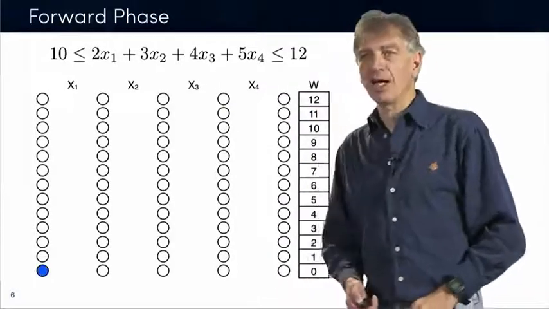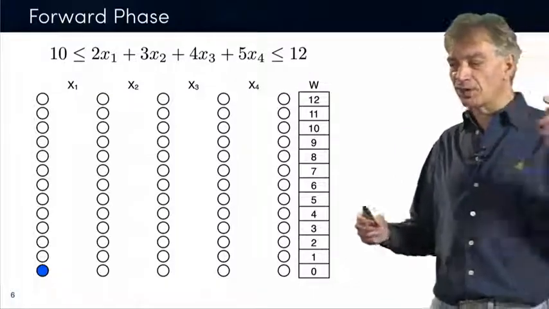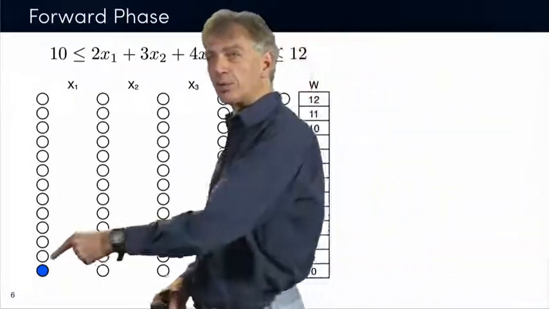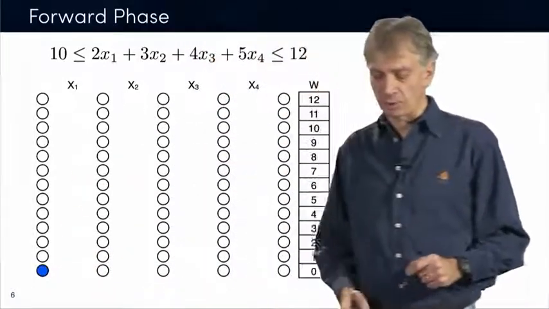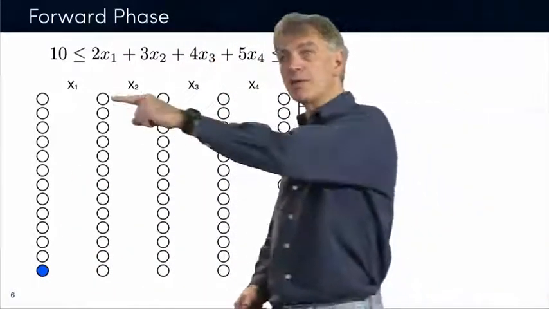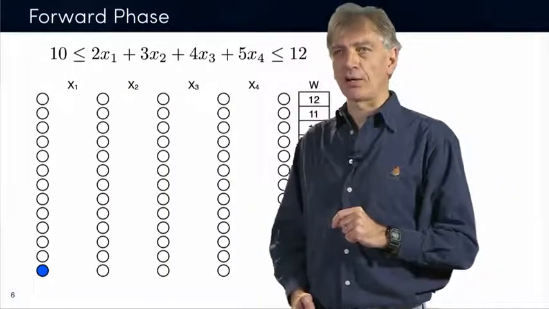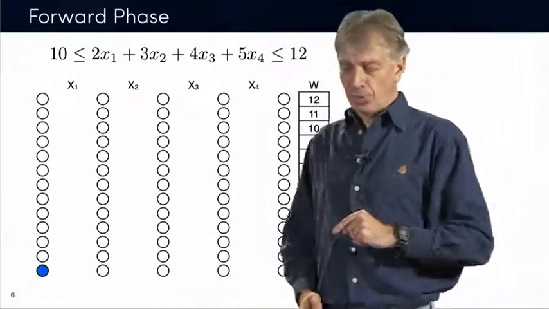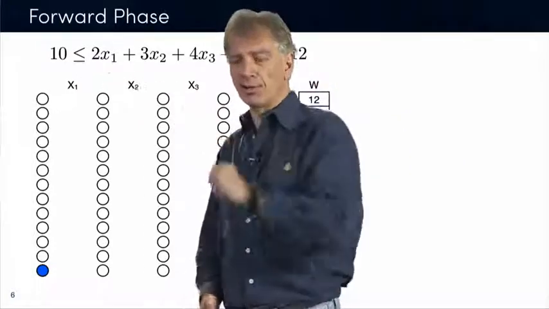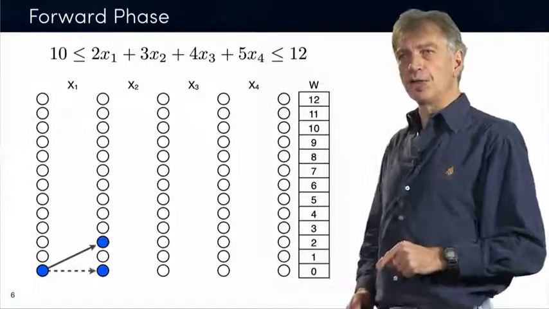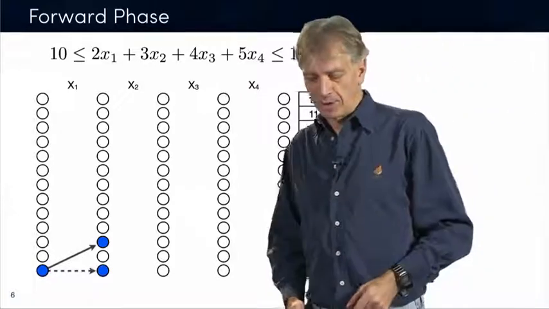Okay, so when we start, of course, if we don't use x1 or x2 or x3 or x4, the only value that we can get is 0. So we start from 0. That's the only value that we have at the beginning. Then we look at x1, and of course we can decide to take x1, or not to take x1. If we take x1, the value of its weight is 2, so we can reach 2, and if we don't take x1, of course we stay at 0. And that's what you see there.